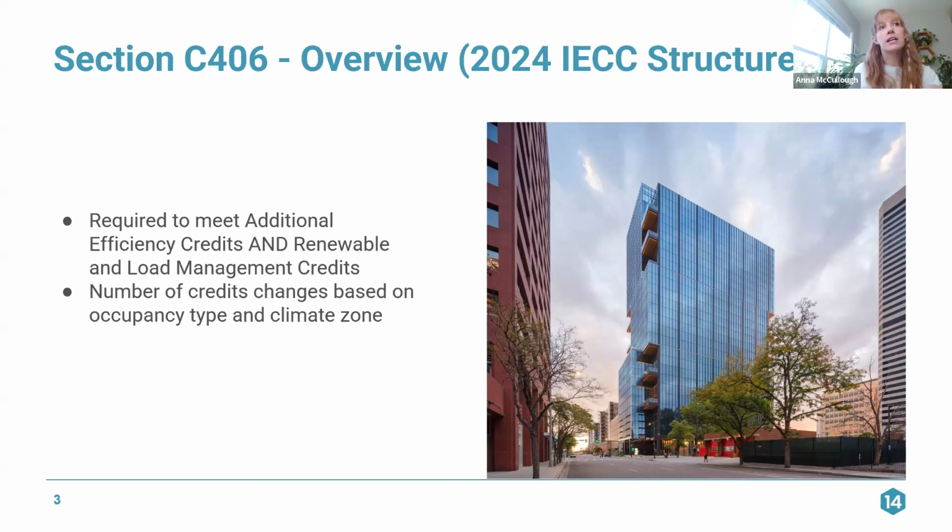The number of credits changes based on the occupancy type of the building and the climate zone. For those of you who have read through the 2024, I don't have the tables in here because they're very overwhelming. But there is a large number of points required. Some occupancy types might require 90 credits that have to be developed using these packages we're going to go through in the next few weeks.